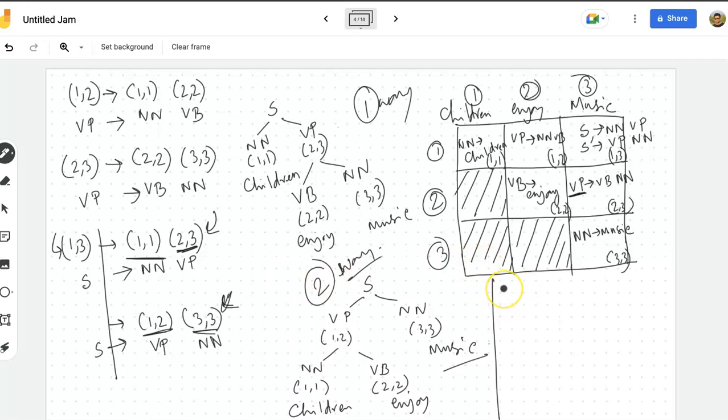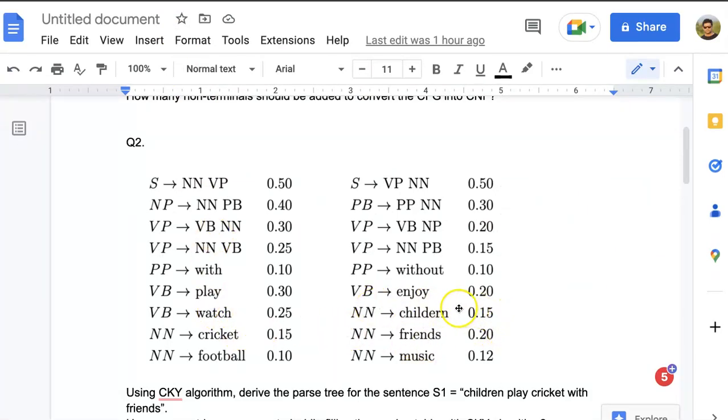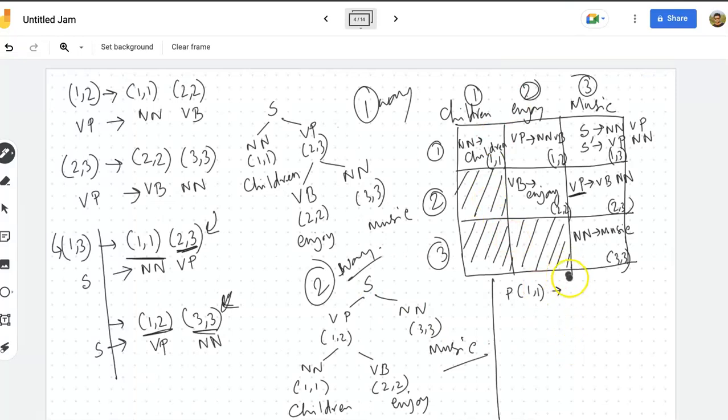So first, check all these different probabilities. We know the probability of P11, which is the simple grammar probability from NN to children. This is already given here, so it is 0.15. Probability of 22 is 0.2. Probability of 33 is 0.12. Those are the basic starting emission probabilities from a tag to the word.